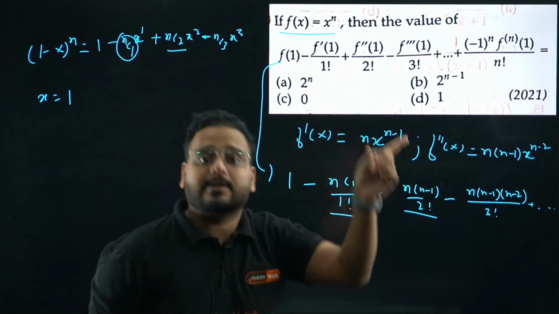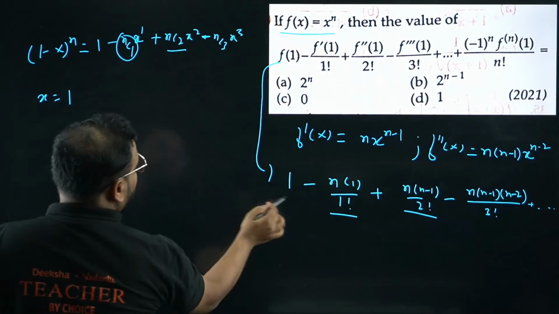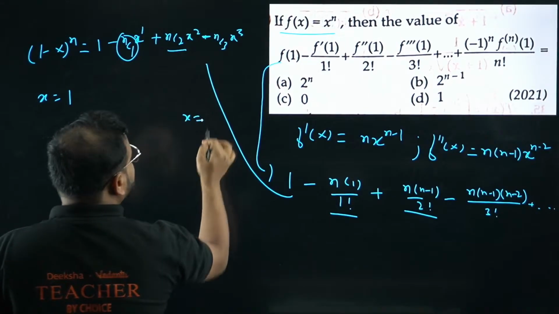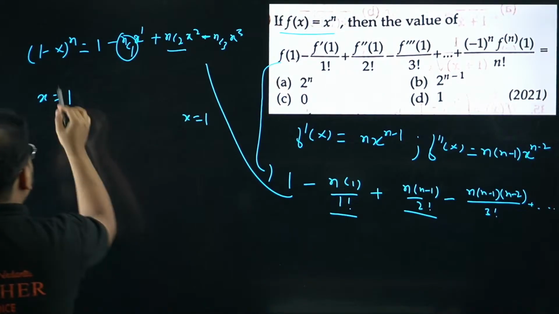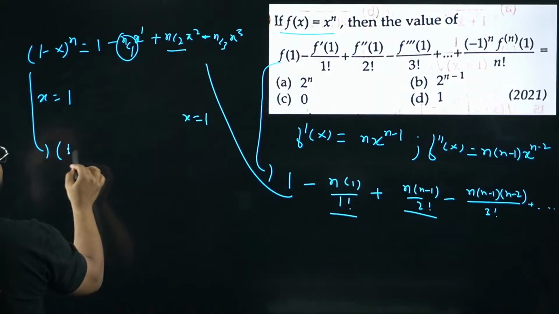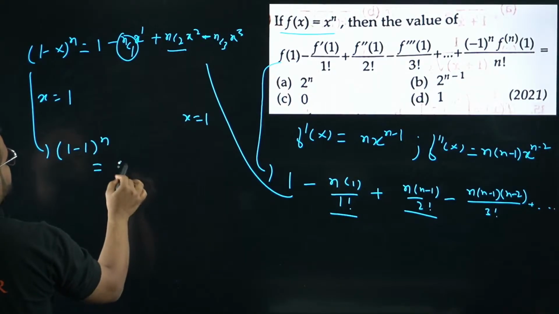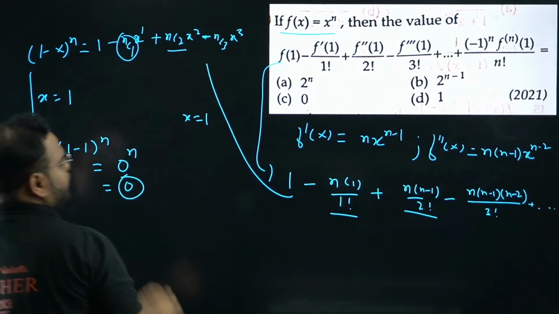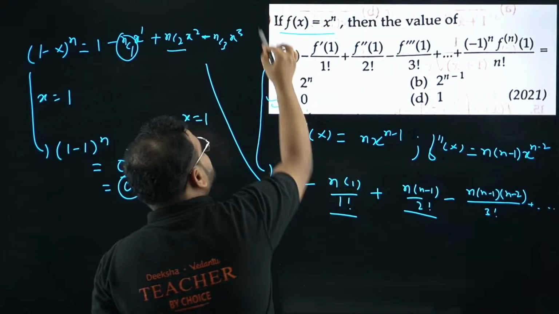If you want to compare these two, what are you going to do? Put x as 1. When you do that, this whole thing will become, please check, (1 minus 1) power n. How much is the answer going to be? 0 power n. What is the answer? 0. The option is going to be option C.